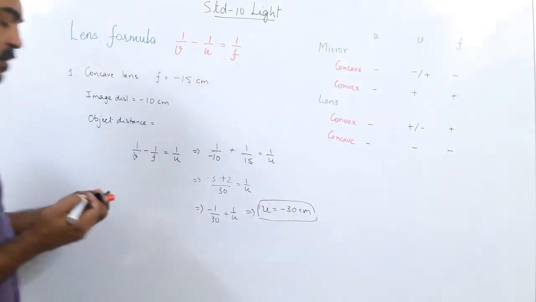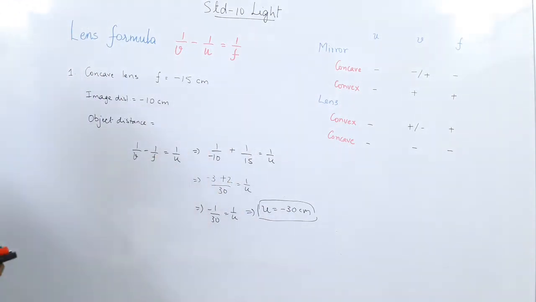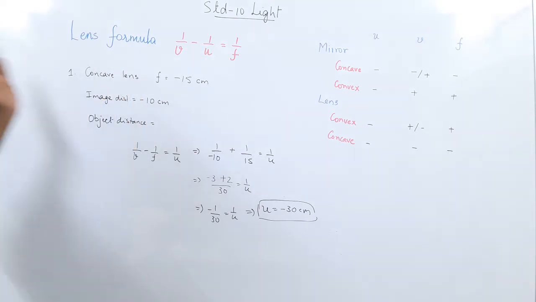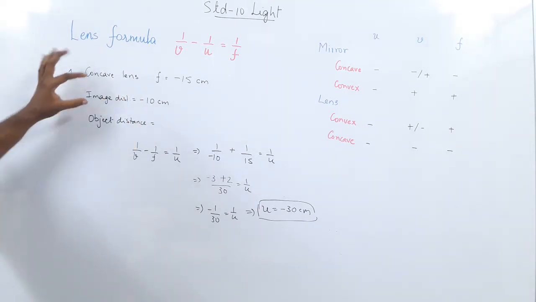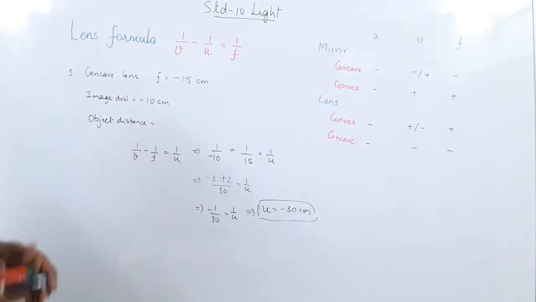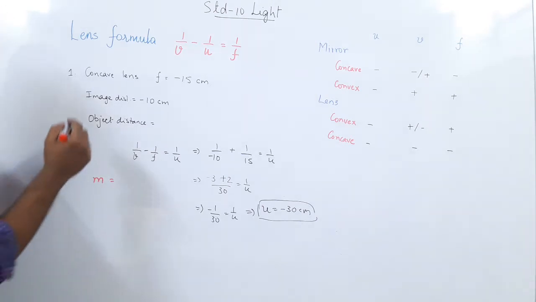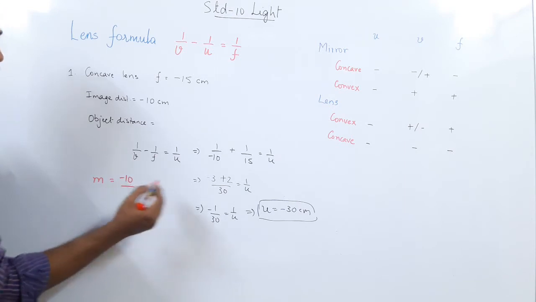So the minus sign tells us that we have put the object on the left side. When you place the object at 30 centimeter on the left side of a concave lens, the image will be formed at minus 10 centimeter, provided the focal length is minus 15 centimeter. And the magnification m is equal to v upon u. What is the v? Minus 10. What is the u?